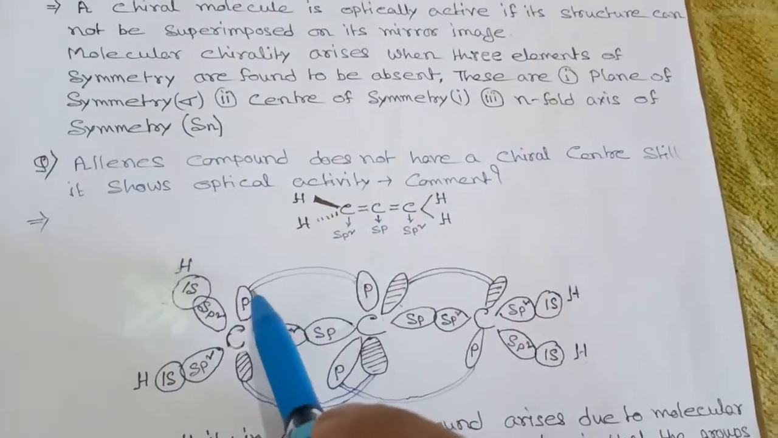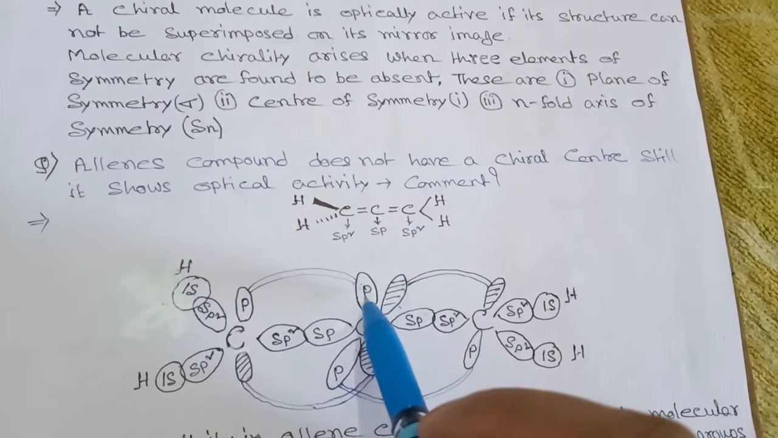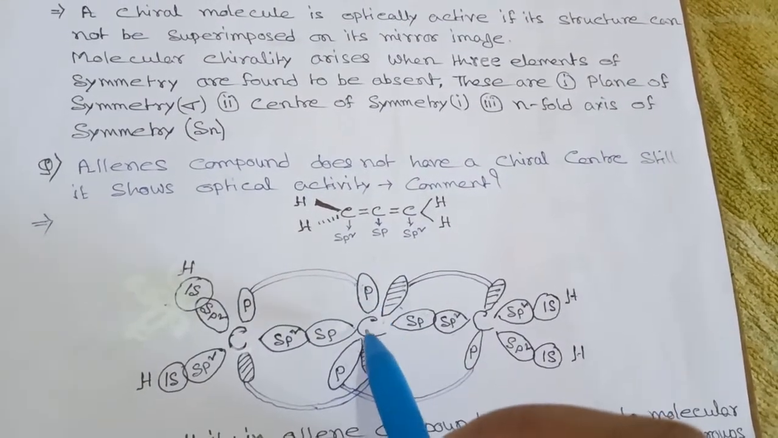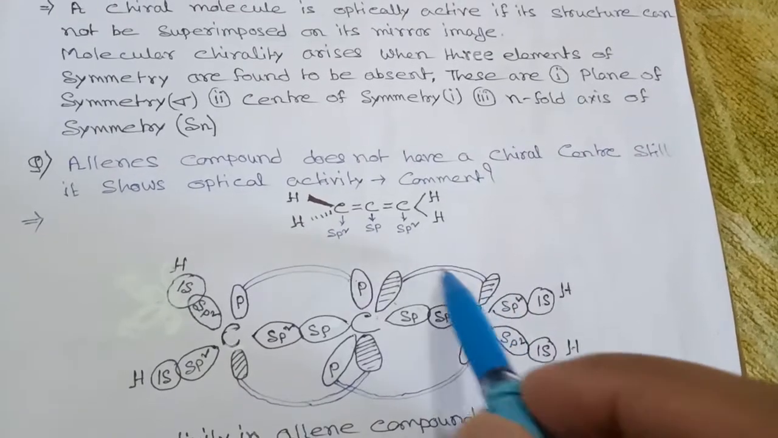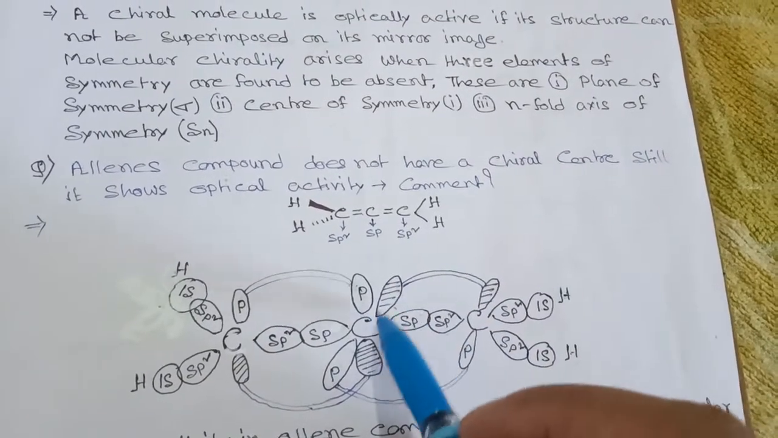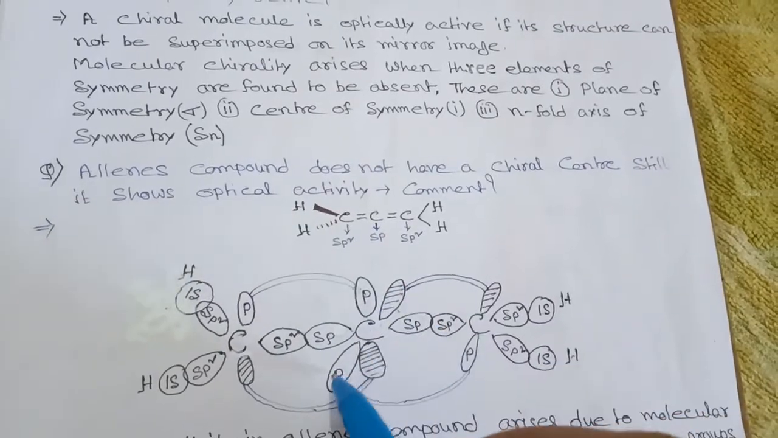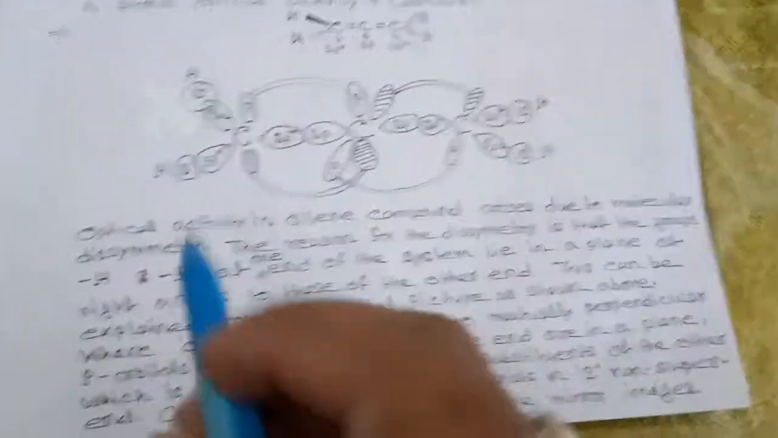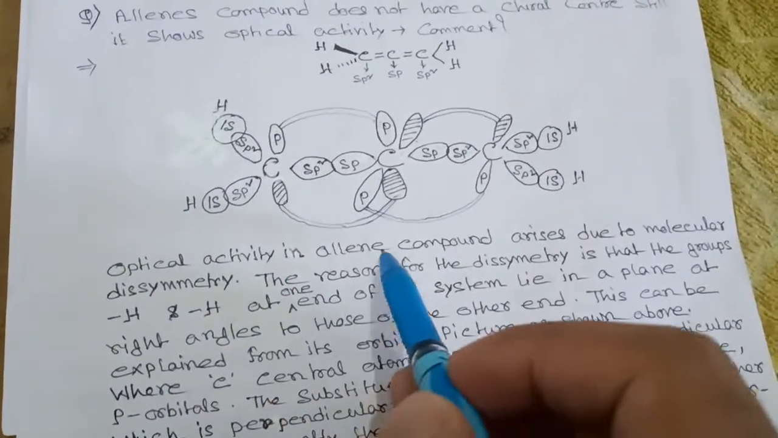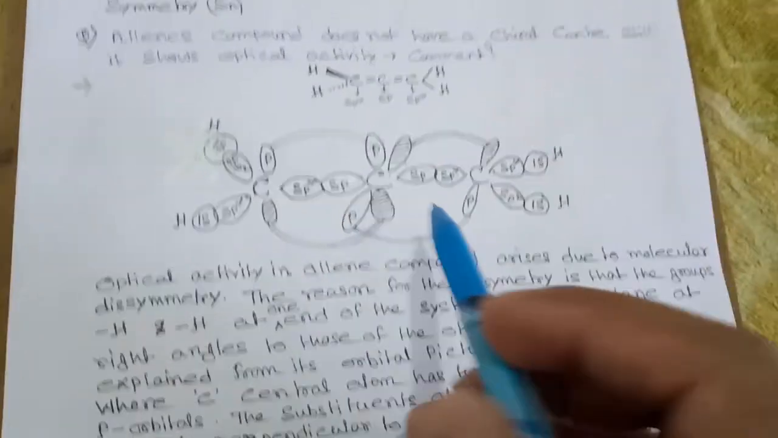Now this unhybridized p orbital will overlap with this unhybridized p orbital of this carbon, and this unhybridized p orbital of this carbon will overlap with the unhybridized p orbital of this carbon. This is one p orbital and this is another p orbital. Now see, optical activity in the Allene complex is due to molecular dissymmetry.